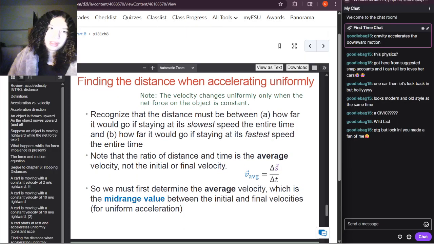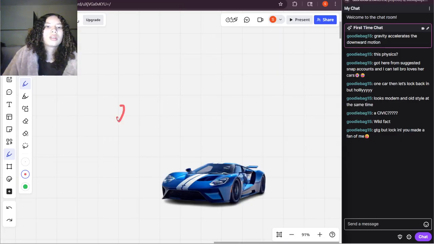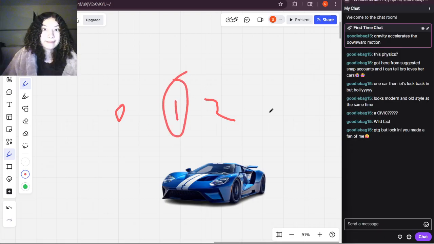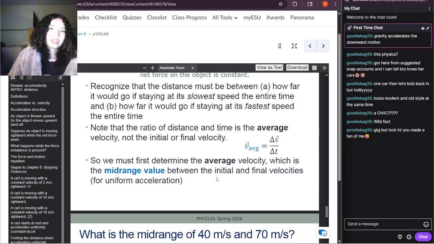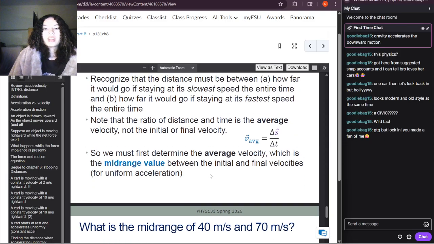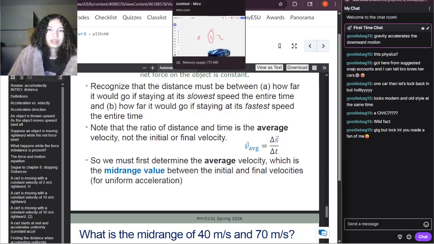Recognize that the distance must be between A, how far it would go if staying at its slowest speed, and B, how far it would go if staying at its fastest speed. Oh! So between 0 and 2, the only thing in the middle is 1, so it's going to be 1. Makes sense enough. Note that the ratio of distance and time is the average velocity, not the initial or final velocity. So we must first determine the average velocity, which is the mid-range value between initial and final velocities for uniform acceleration. Okay, so you just find the middle point.